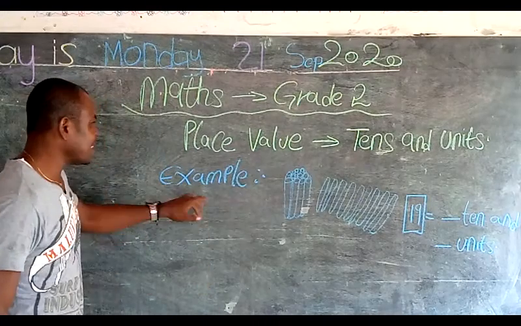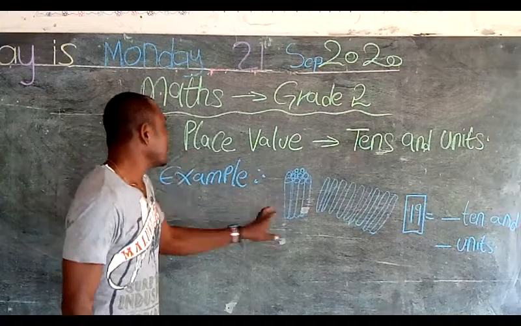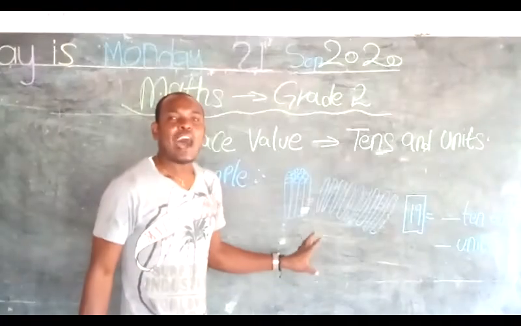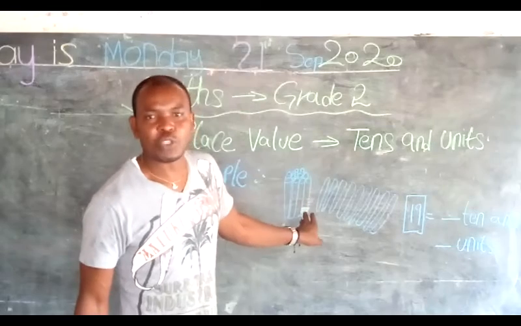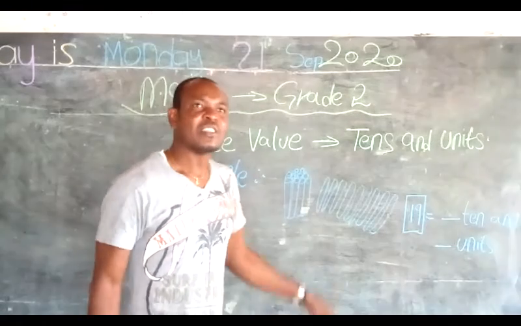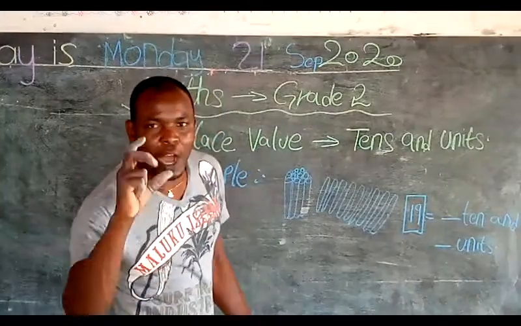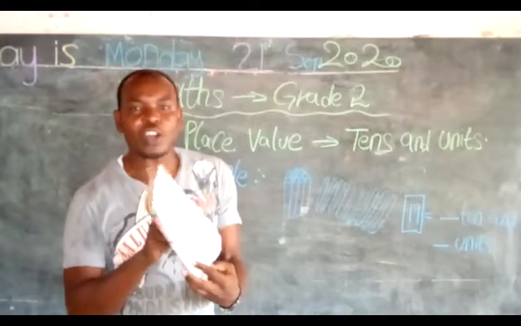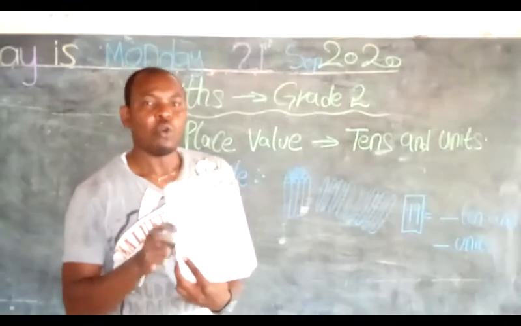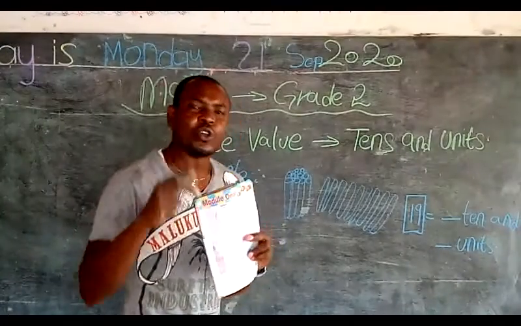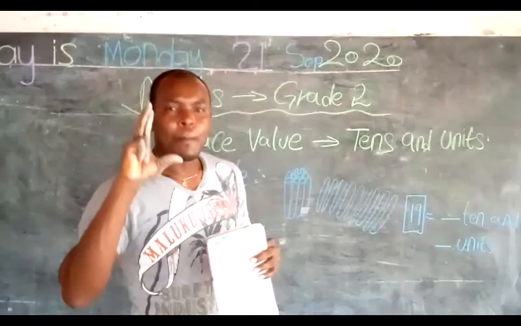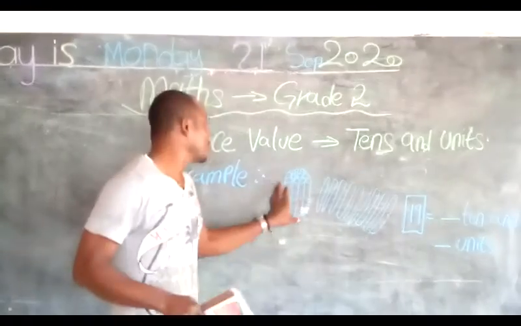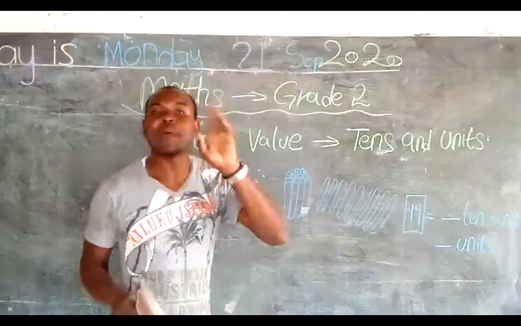Now let's look closely to the board. There is a bundle of pencils here. How many pencils do you have in a bundle? Or better still, how many pencils do you have in one bundle according to our teaching from the first page of our textbook? We're meant to understand that each bundle contains what? 10 pencils. So here we have one bundle. This bundle here contains 10 pencils.